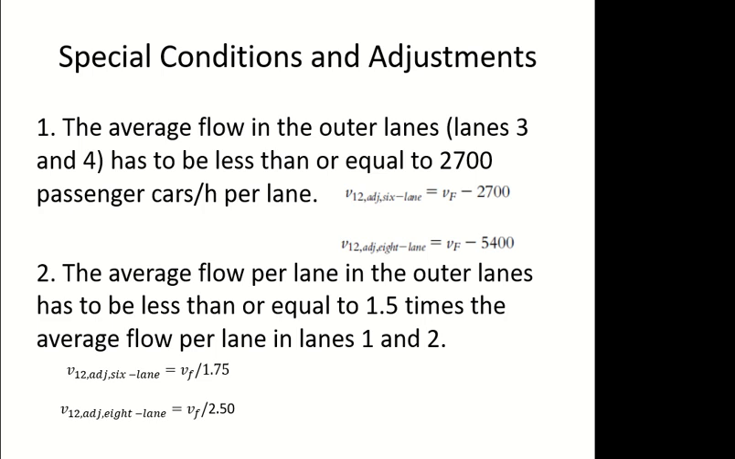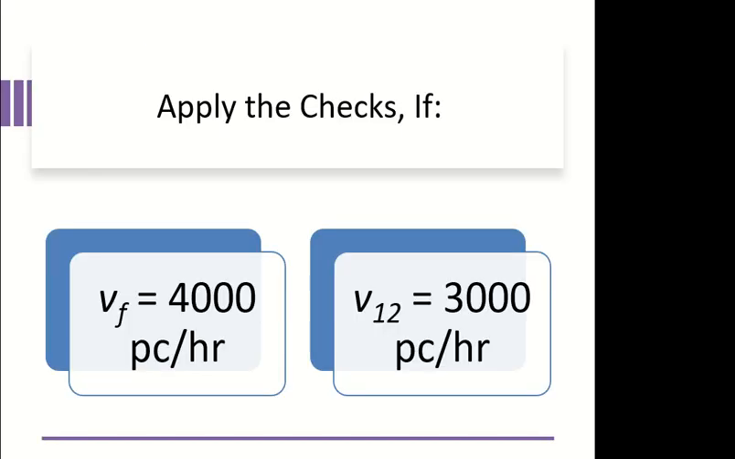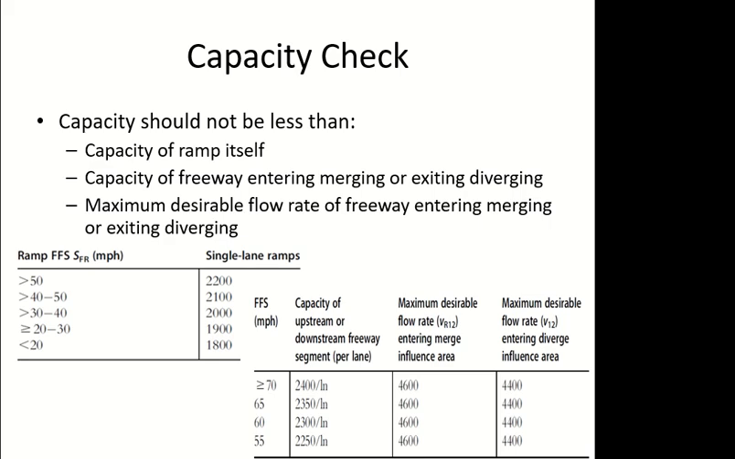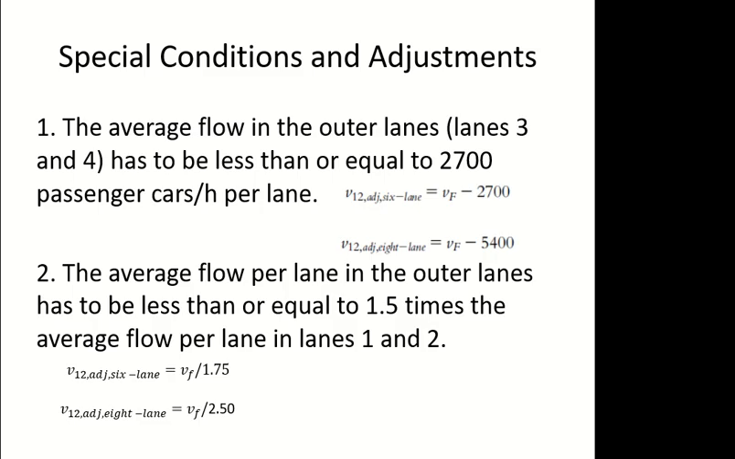Okay, so after you have found these factors and the flow in the first two lanes, there are a few checks you have to apply before you move on to the next step. There are three or four checks before proceeding. The first check is on the value itself. You check the values, and if the checks are not satisfied, you adjust the value.